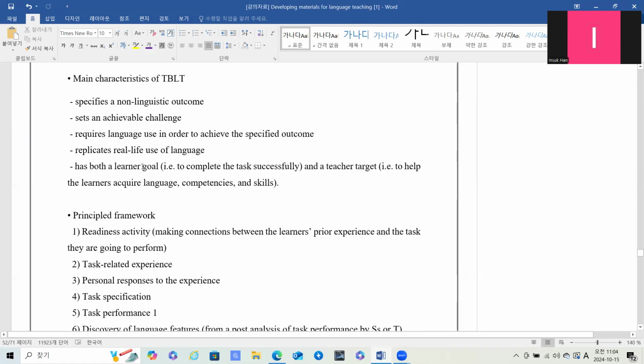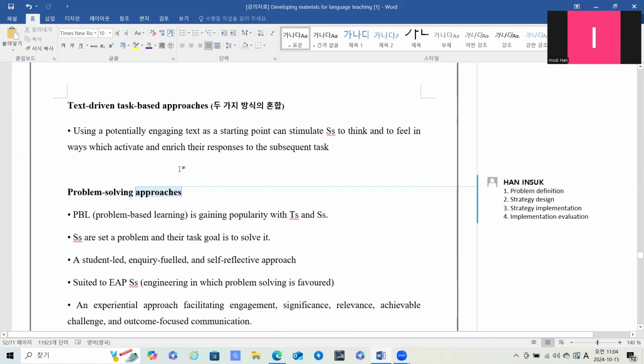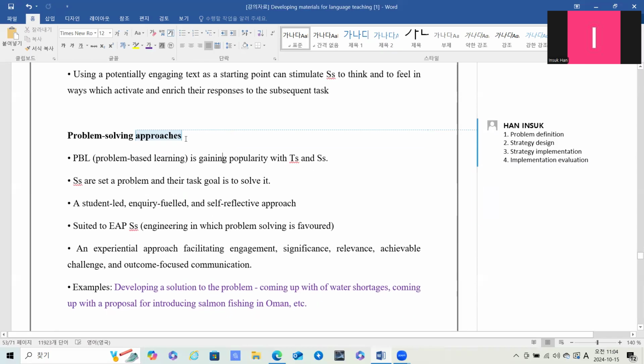Let's pass this. The text-driven task-based approach is the combination of the text-driven approach and the task-based approach. And let's see the next one, the problem-solving approaches.